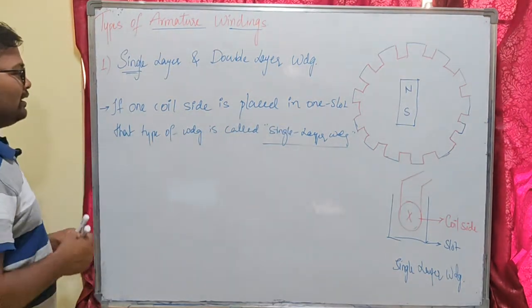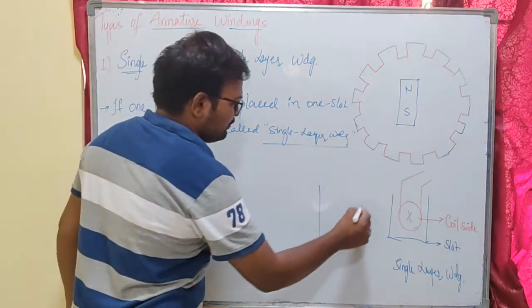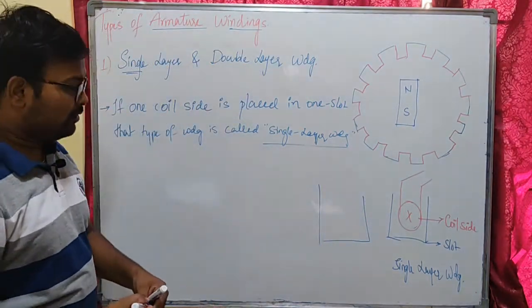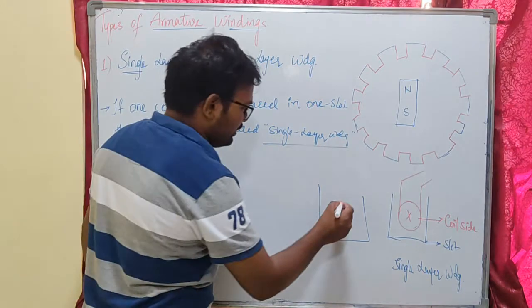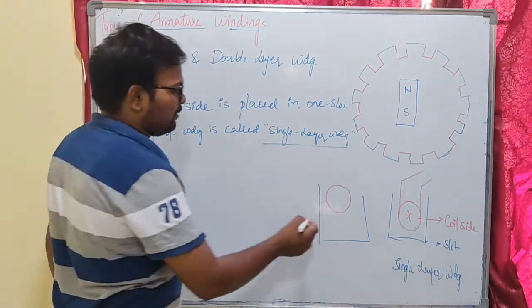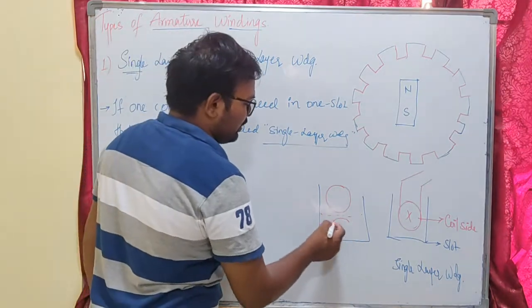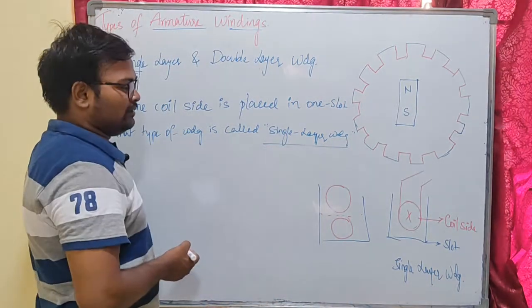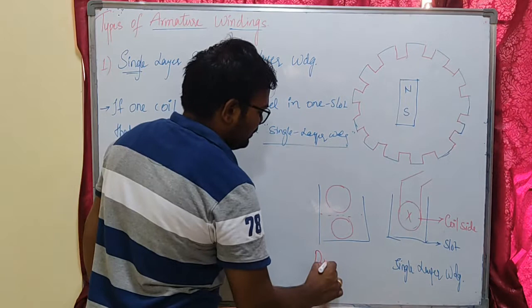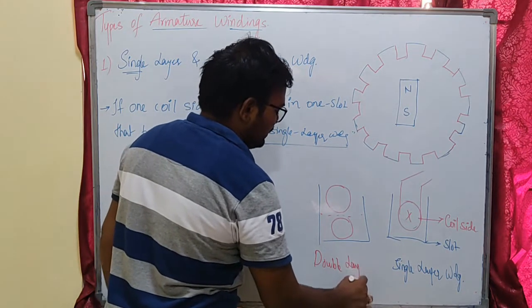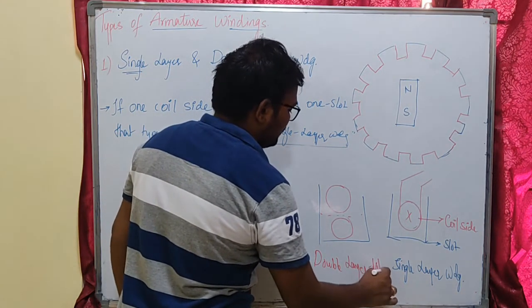Then what is double layer winding? The name itself indicates that if this is a slot, you are going to keep two coil sides. There will be two decks on the slot: in the upper deck there will be one coil side, and in the lower deck there will be another coil side. This is called double layer winding. That means you are going to keep two coil sides in one slot.